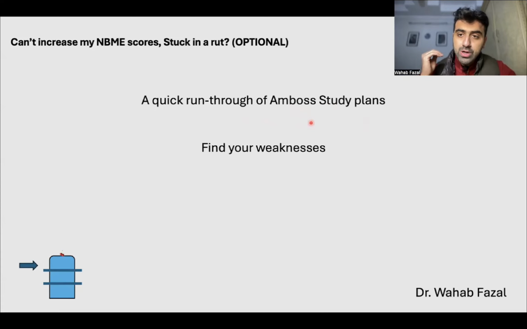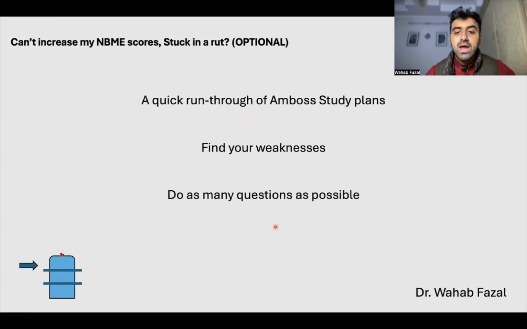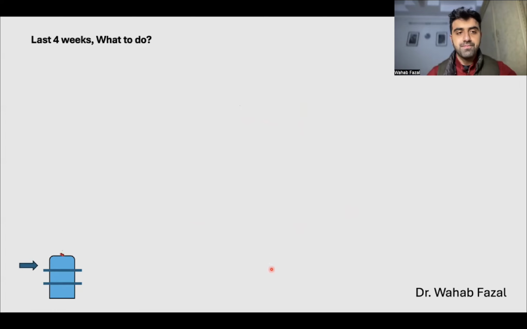If you do a quick run through of AMBOSS study plans, I did the whole AMBOSS study plan, which included all the questions. That's what I mean. And I did as many questions as possible, and this is after my UWorld prep. I think this really helped me. I did almost 75% of AMBOSS in 20 days, as I said before. And I think this helped me more than anything else that I could do. And this really improved my NBME score as well.